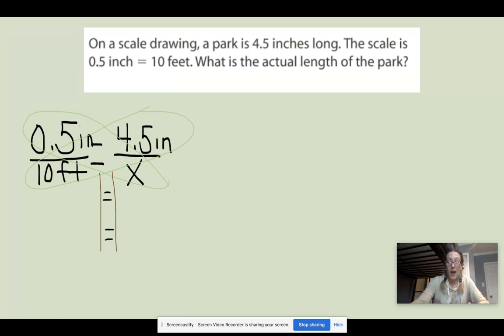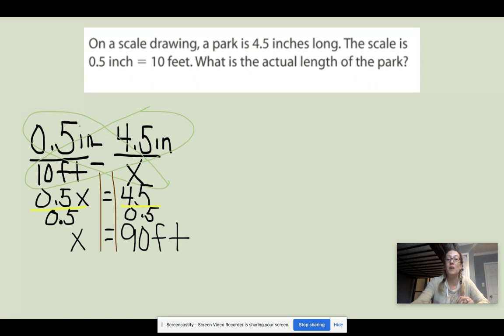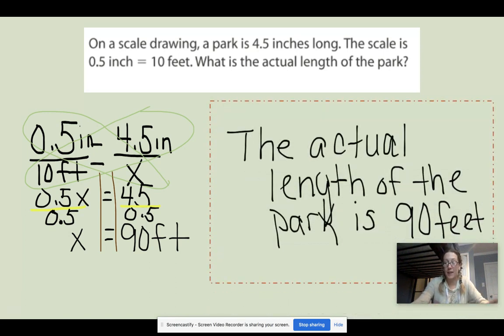So we cross multiply. We end up with 0.5 times x is 0.5x. 4.5 times 10 is 45. How do we eliminate that 0.5 that's stuck to the x? Remember, we call that our coefficient. Well, I divide. So I divide both sides by 0.5 in order to isolate my variable. And I end up with x is equal to 90 feet. So what does that mean for our problem? Well, it means that the actual length of the park is 90 feet. Okay, and you can always rewind these if you need to.